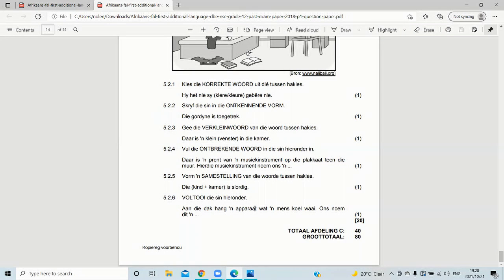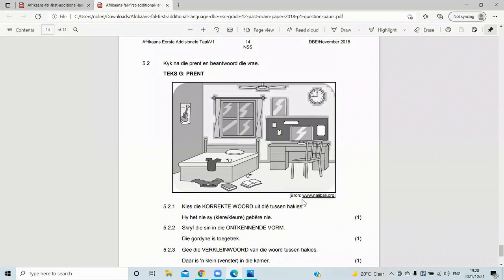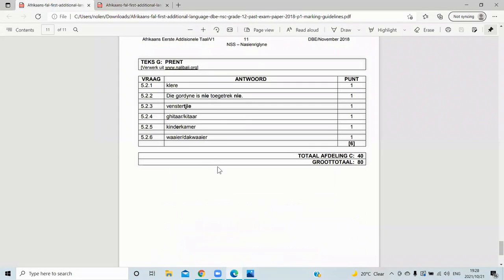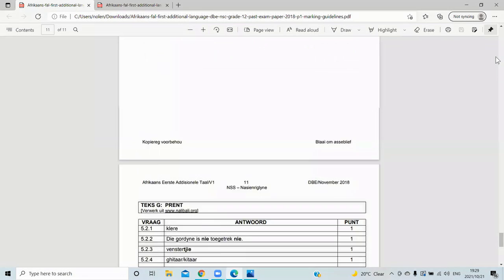And then the last one, voltooi die sin hieronder. Aan die dak hang 'n apparaat wat 'n mens koel waai. So on the roof, there's an appliance that keeps you cool when it's hot. A fan is a waaier, so W-A-A-I-E-R. Let's go see. So waaier, or they said dakwaaier. I just think waaier is just easier. Okay, cool.